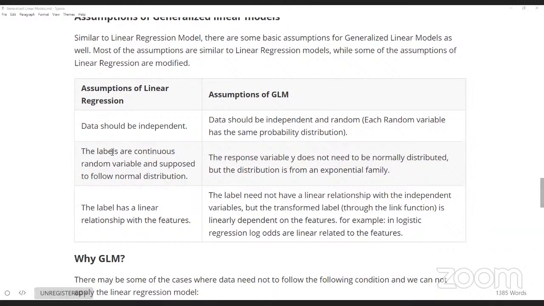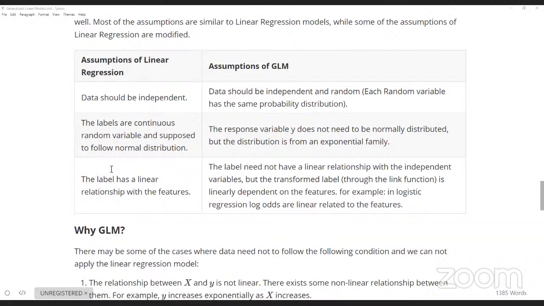Now, the next assumption we make about linear regression is that the labels are continuous random variables supposed to follow a normal distribution. Now we will generalize this. Rather than following a normal distribution, the variable y does not need to be normally distributed. It can be any distribution from the exponential family. So we have generalized this assumption, and we have already seen what the exponential family is.